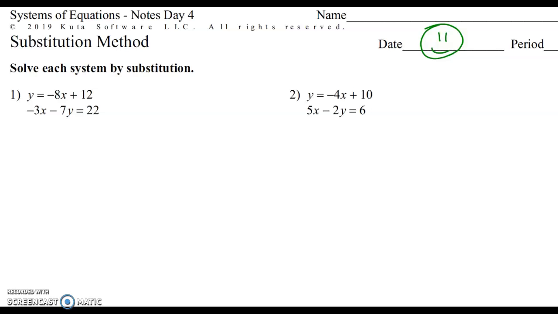Hi, today is Chapter 6 still, Systems of Equations. This is day 4. Learning our last method we'll learn right here in Algebra 1, the substitution method. So in the substitution method, you are going to substitute.